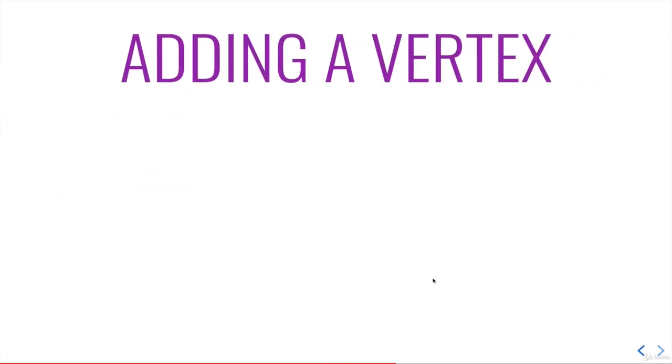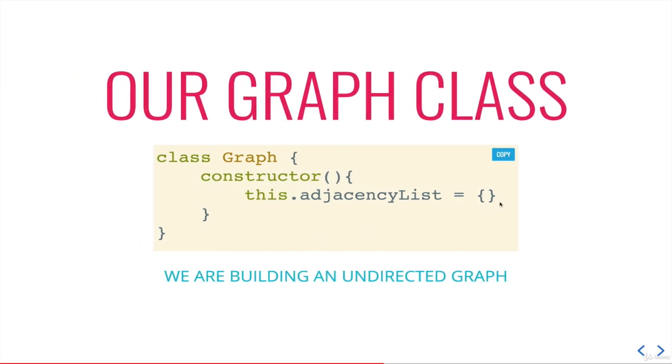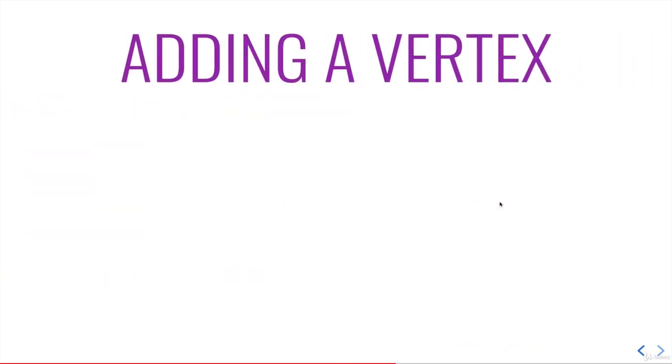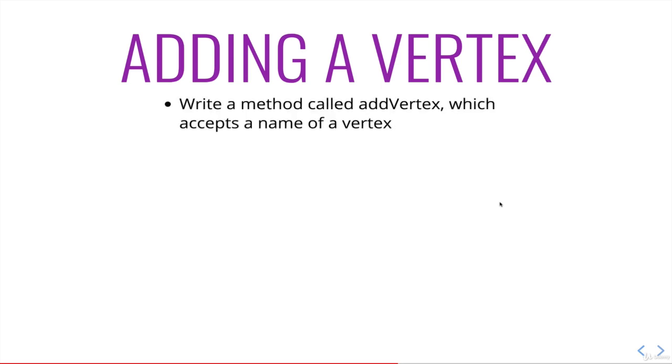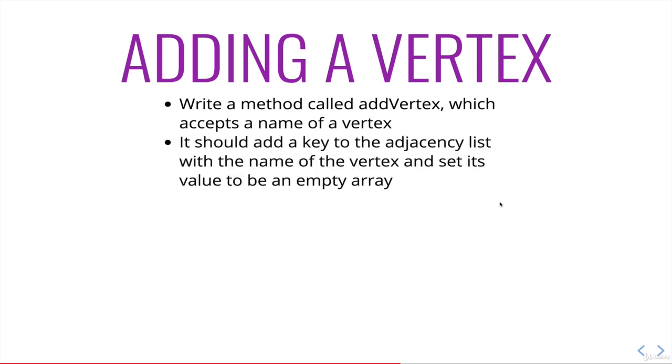So here's our first method. We'll use this as our skeleton. Add a vertex is basically a one-liner. It takes the name of a vertex, whether it's 10 or pineapple or Hawaii, whatever it is, we add that in to our adjacency list. So write a method called Add Vertex, which accepts a name of a vertex. It should add a key to the adjacency list with the name of the vertex, and its value should be an empty array.